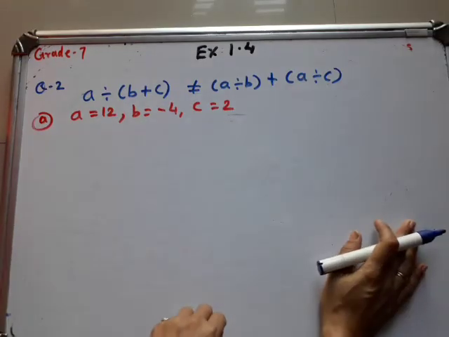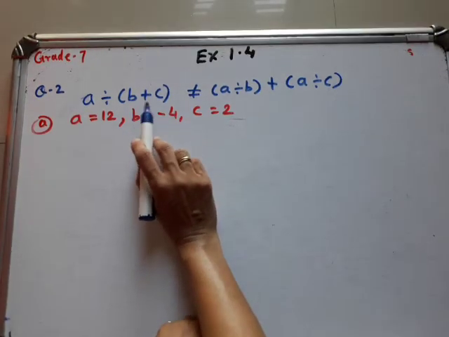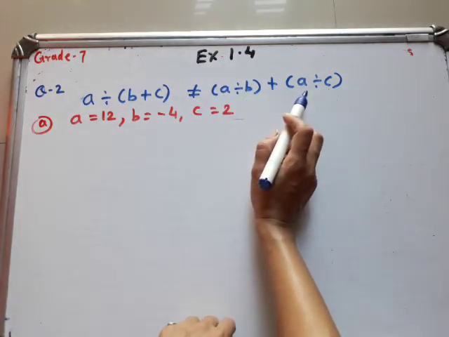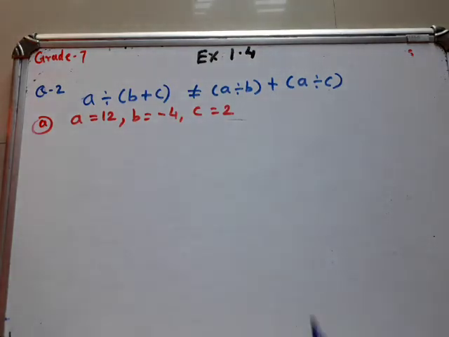Now your second question is: verify that a divided by in bracket b plus c is not equal to a divided by b plus a divided by c, for each of the following values of a, b and c. Okay, this is the distributive property.